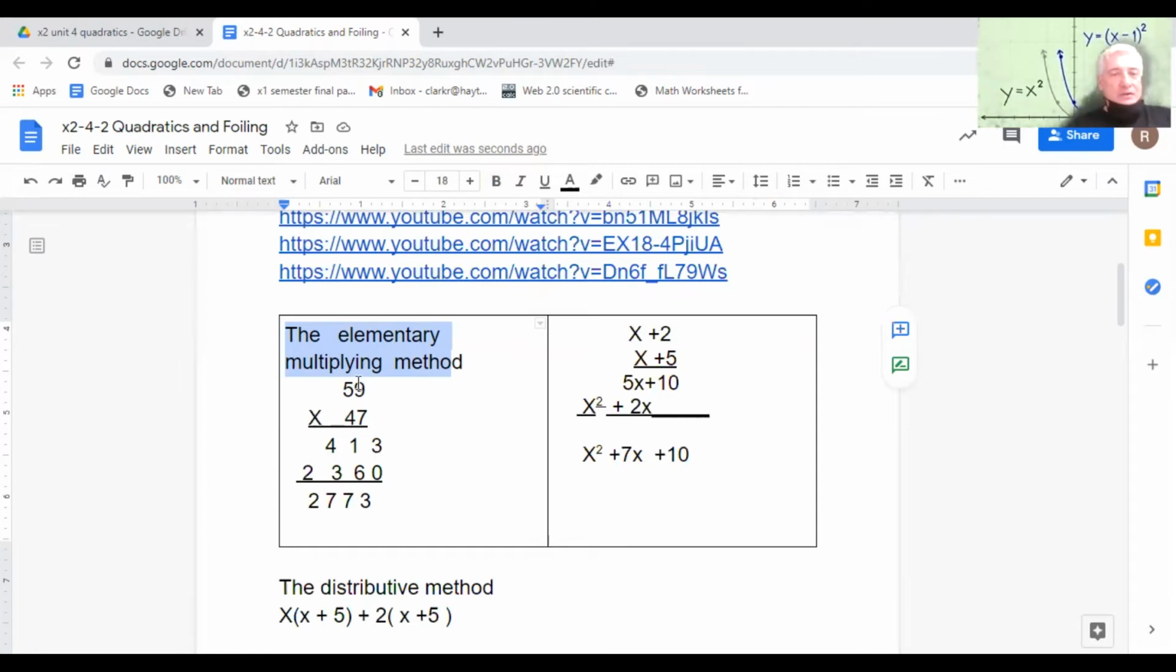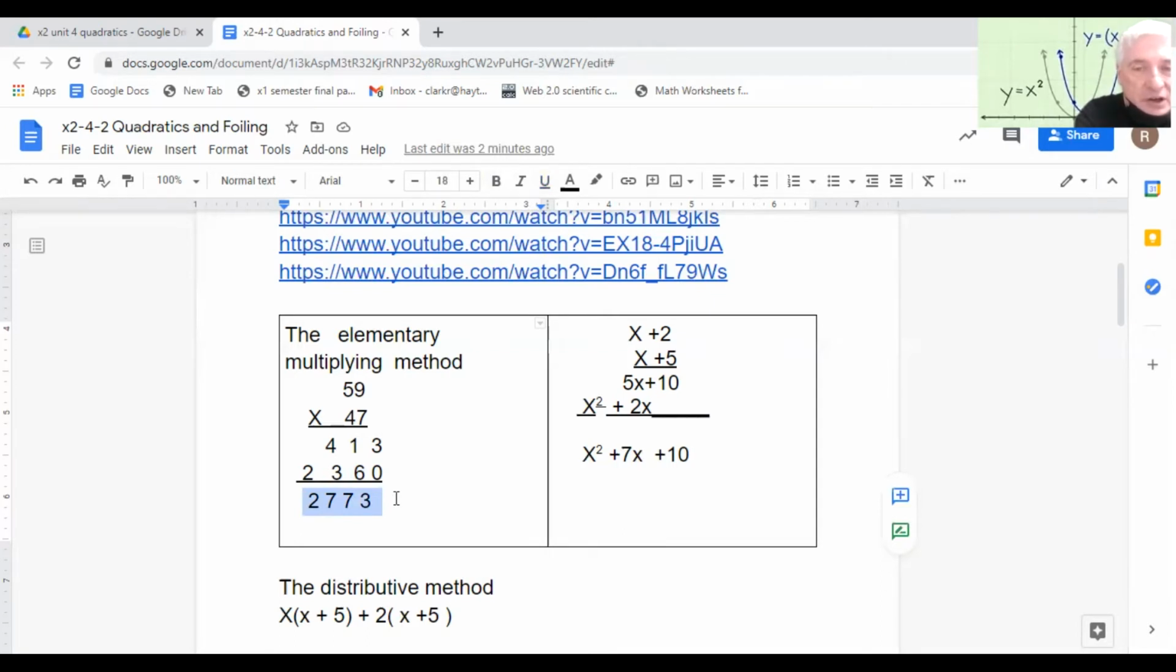We multiply the 7 times the 9. We carry something. We multiply the 7 times the 5. It comes out 413. Then we skip over a space because this is not a 4. This is really a 40. So 4 times 9 goes there. We carry something. 4 times 5 goes up here. Then we add these two numbers down and we get that. You can do that with 2 binomials.